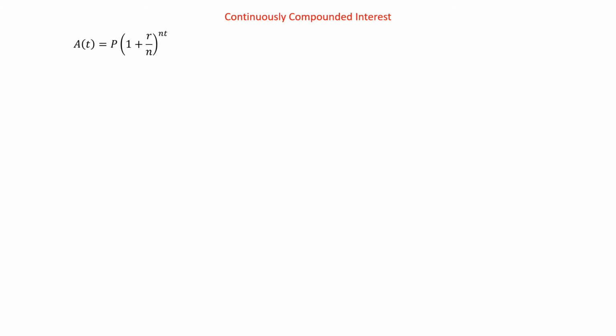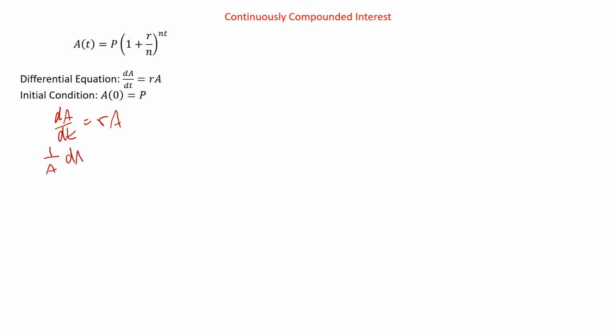So the differential equation for something like this, it's the amount that we're looking at. The rate of change of the amount equals the rate times the amount, and the initial condition at time 0 it equals P. That would stand for the principal. So we could find this equation: dA over dt equals RA. We would separate our variables: 1 over A dA equals R dt. And this is going to be exactly the same as the last one. It's just the letters are different.